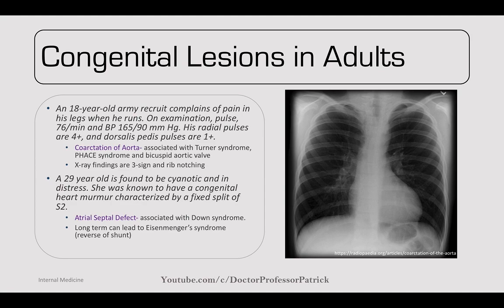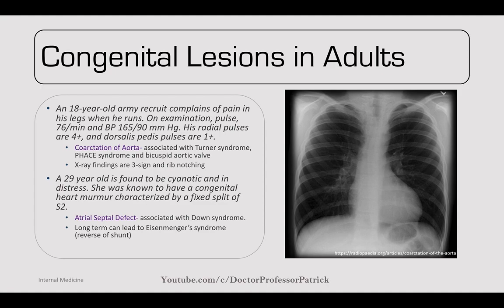So this is a coarctation of the aorta. It's associated with Turner syndrome, Marfan syndrome, or bicuspid aortic valve. And this is going to be increasing the amount of blood that you get in the upper section of the thoracic root, and then decreasing the amount of blood that you get into the descending aorta. So classically, they will show an X-ray, and you can see the 3 sign or rib notching like I've shown here.